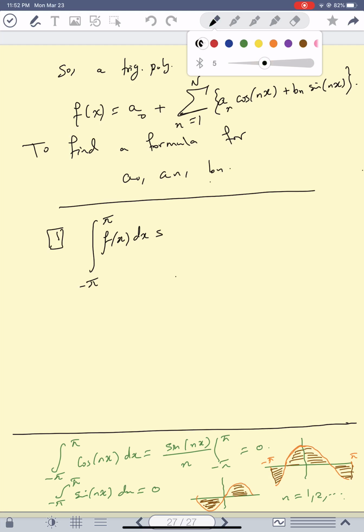Now going back to our integral, this is the integral from minus pi to pi. What is f of x? It's a naught plus the sum.